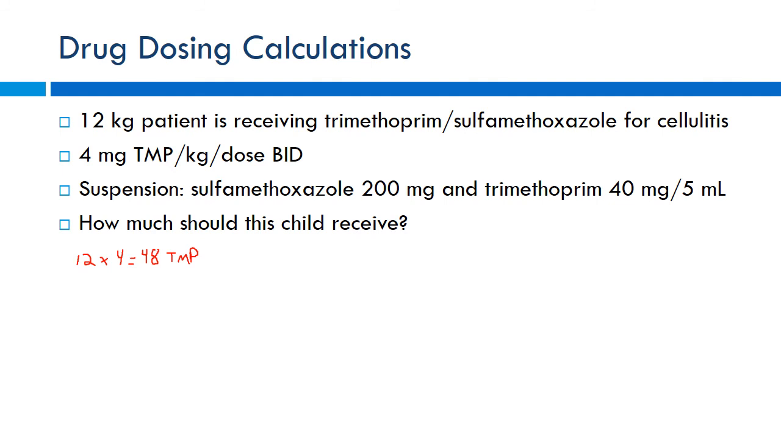So that's 4 milligrams of trimethoprim per kilo per dose twice a day. Notice in this one, we don't really need to divide this out, because this is already per dose. So I know the patient is already getting 48 milligrams per dose, rather than getting the drug divided twice a day. Again, it's important to know whether or not you need to divide by 2. In this case, you do not, because this is already in milligrams per kilo per dose.